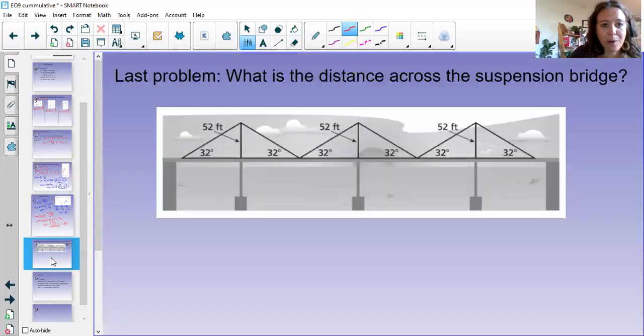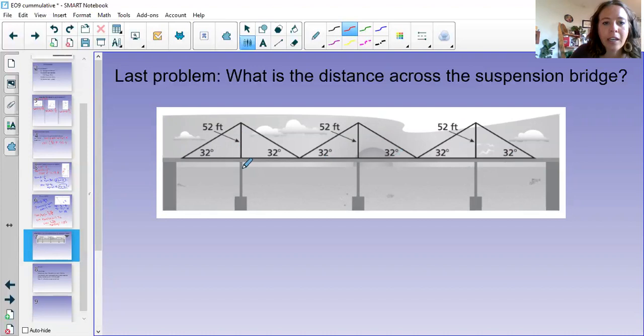Okay, I have one last problem for you. It's a little bit of a challenge problem. If we have this suspension bridge here, and we know that the height of these beams are 52 feet, and we know the other beams are at an angle of 32 degrees, and this is repeated. We want to know what the distance is across this suspension bridge. Little application problem for you.